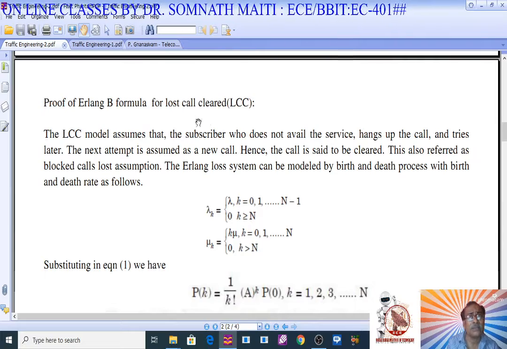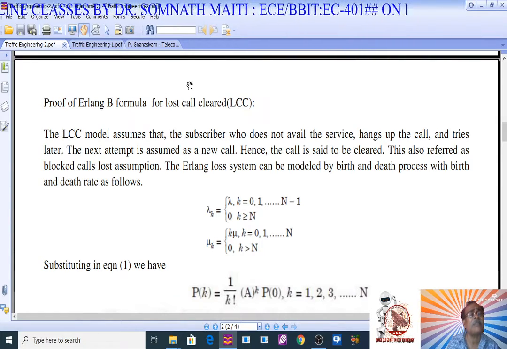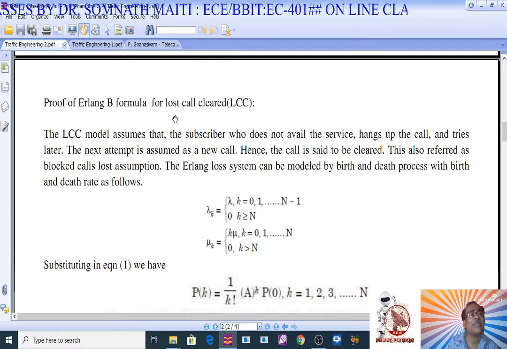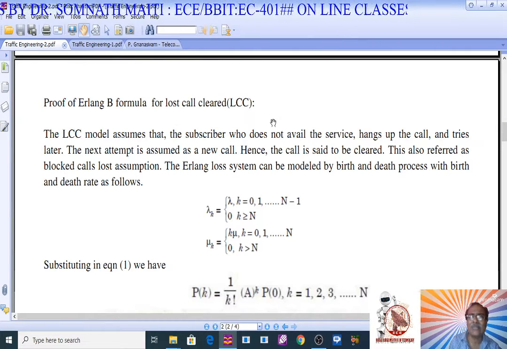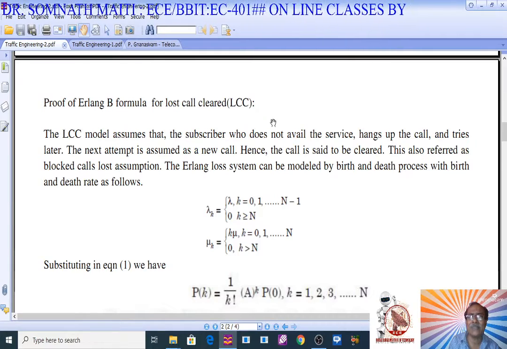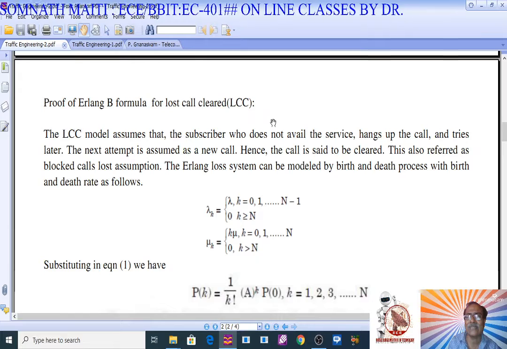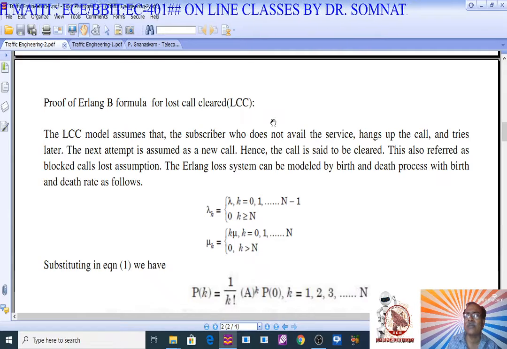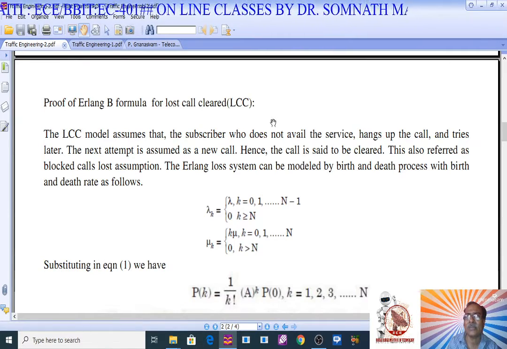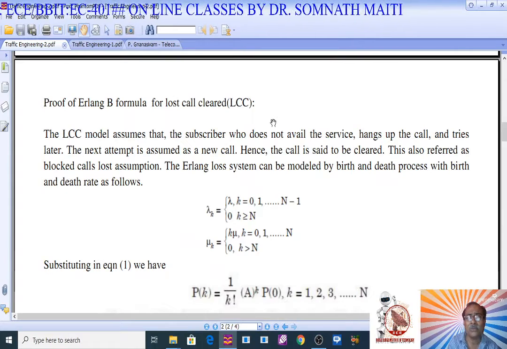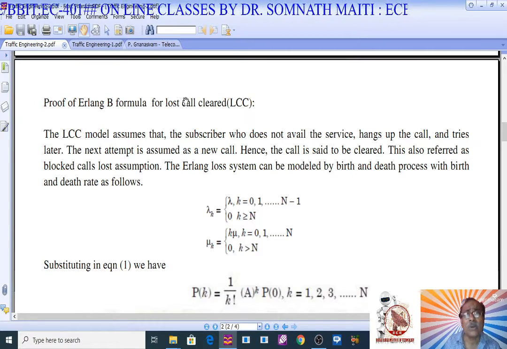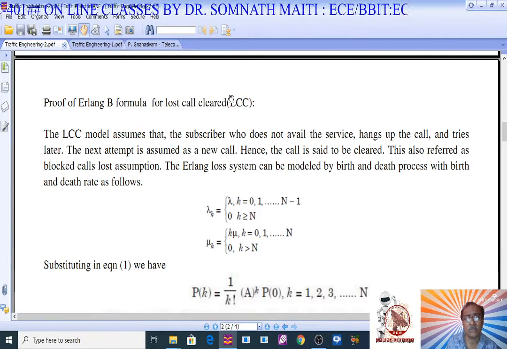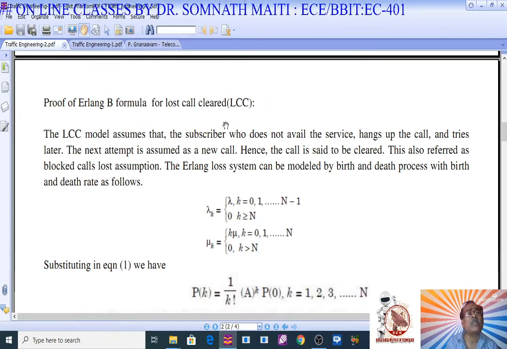There are several assumptions based on this Markov process, but we assume a simplification: lost call cleared. That means if a call attempt is not successful, it is cleared. Another option is that you may be in a queue. Once a particular line becomes free, you will get service according to your priority or according to the queue. But here we assume that if the exchange is busy, that call will be lost, and you will not be entertained. This is called lost call cleared.